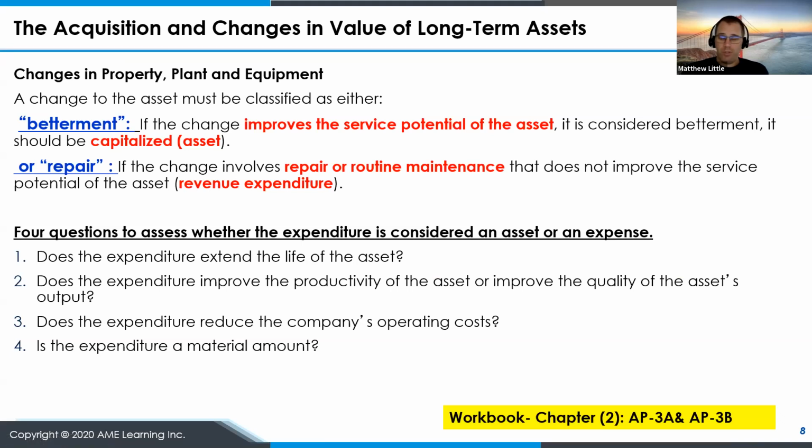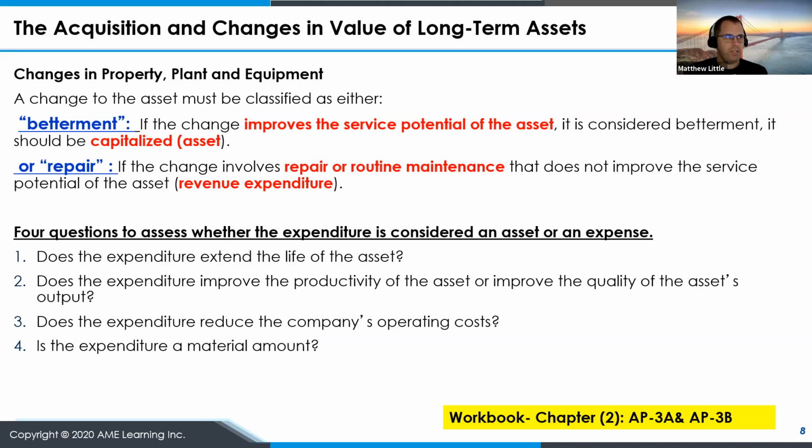Now, sometimes over the life of long-term assets, you spend money to either maintain the asset or to maybe make it better. So often you'll have betterment, which is a common term used in accounting, or repairs. A betterment is where we typically improve the service potential of that asset. So therefore it should be capitalized. So either the life of that asset is now expanded, which is usually one of the best reasons.